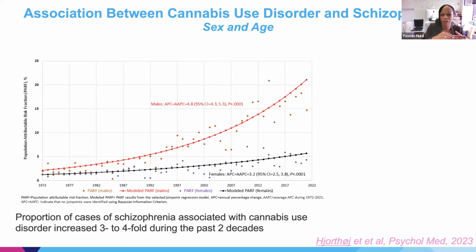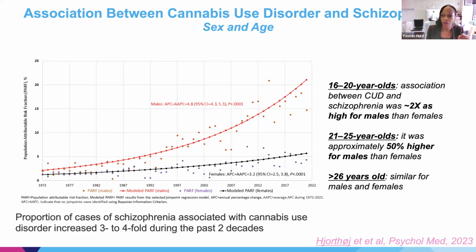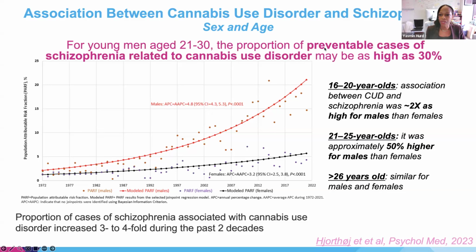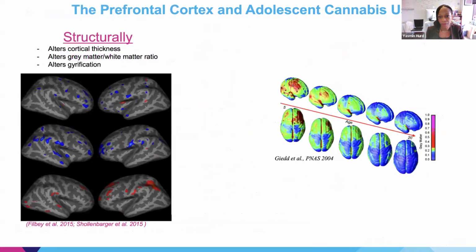Psychiatric disorders don't just change or increase in such a short time window. But one of the things they could see was the proportion of schizophrenia cases associated with cannabis use disorder, primarily in those between 16 and 20 years old, and again much higher in males than females. After age 26, there was no difference at all. So they could predict that about 30% of the preventable cases of schizophrenia were related to cannabis use disorder. Reducing cannabis use disorder, they say, could reduce schizophrenia by 30%.